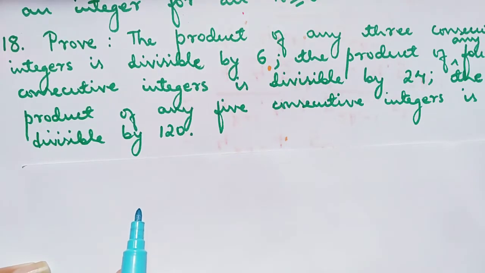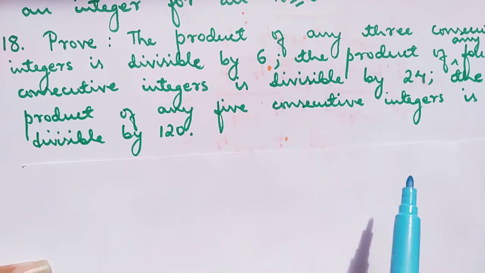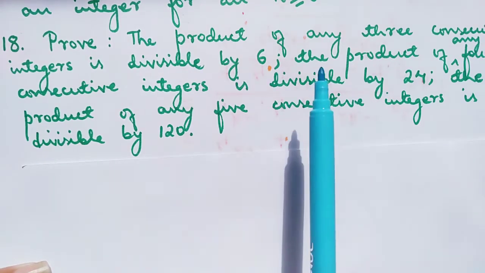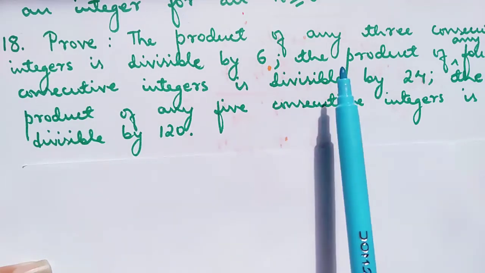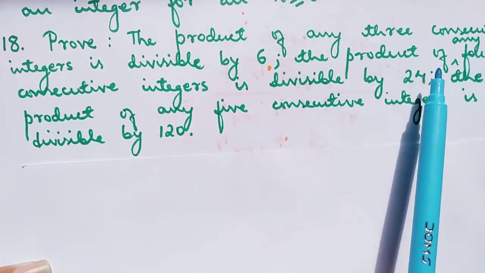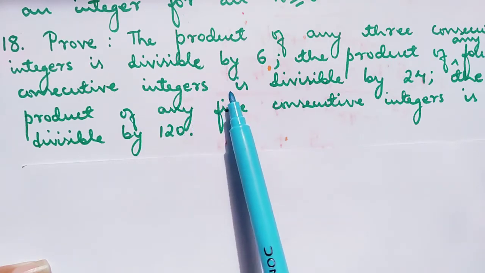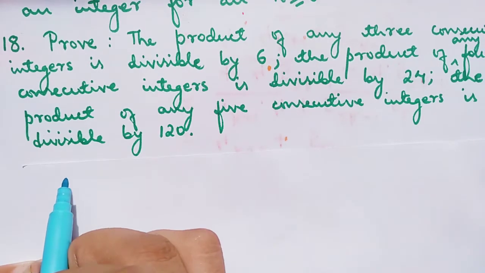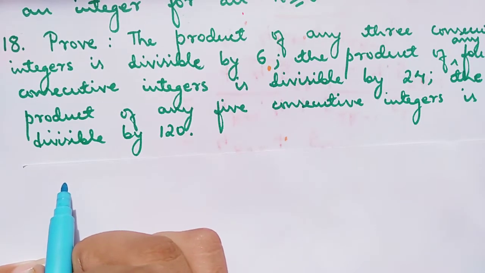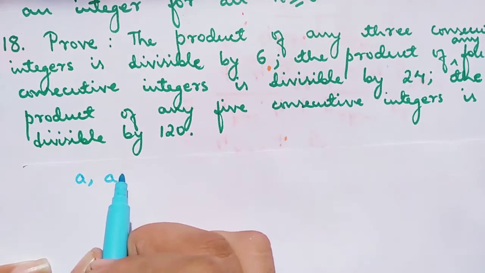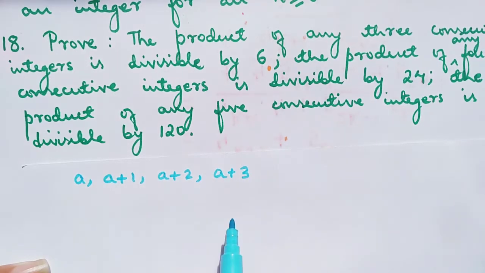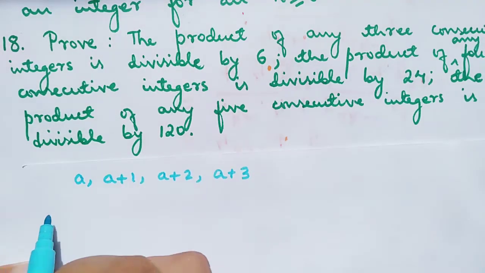In this video, I'm going to continue question number 18, the second part, problems 2.3 from Elementary Number Theory by D.M. Burton. The second part of question number 18 says that we have to prove that the product of any four consecutive integers is divisible by 24. Suppose we have four consecutive integers: a, a plus 1, a plus 2 and a plus 3 are any four consecutive integers.